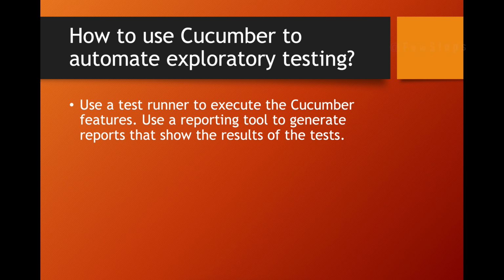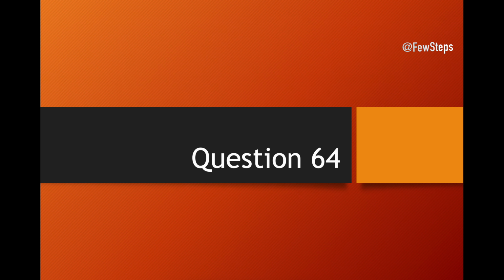Question 63. How to use Cucumber to automate exploratory testing? Use a test runner to execute the Cucumber features. Use a reporting tool to generate reports that show the results of the tests.